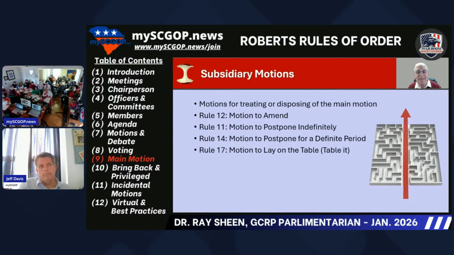Like the motion placing it on the table, this motion requires a second, it cannot be debated, and it cannot be amended, and it requires a majority to pass.